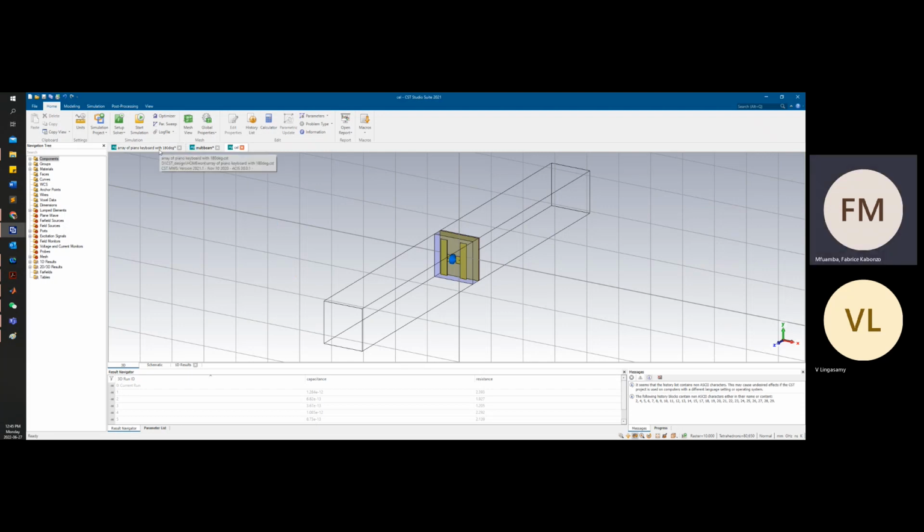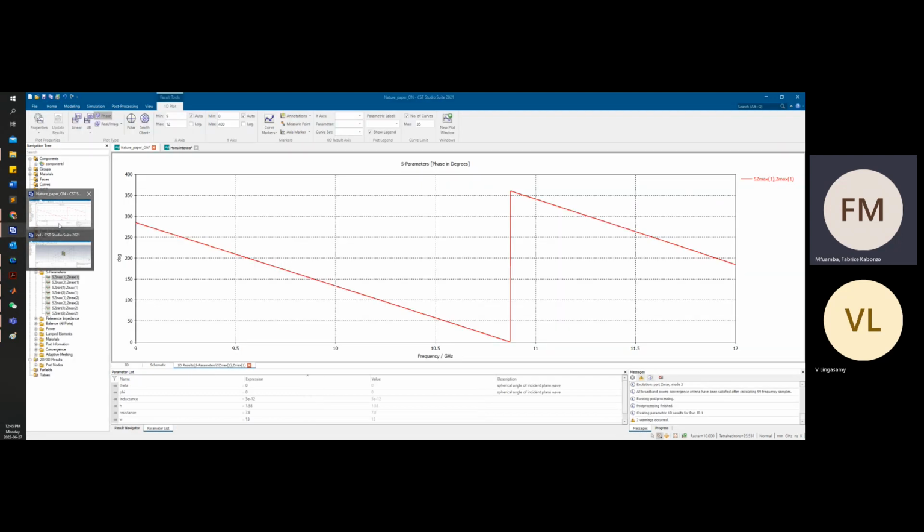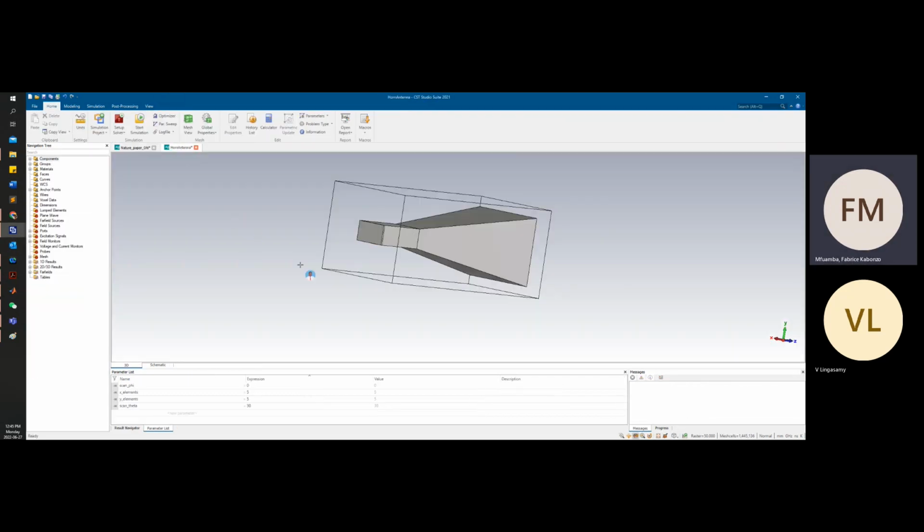For example, this one, I designed a feed, an antenna. But I don't know, for example, if I make an array, how can I bring this to the array to excite the array, to feed the array?